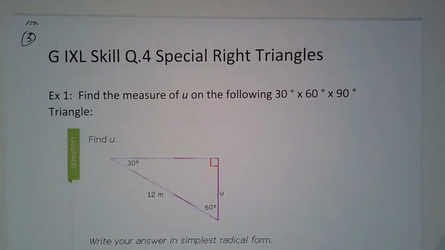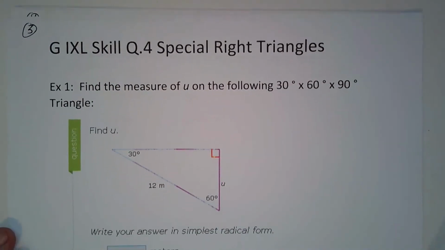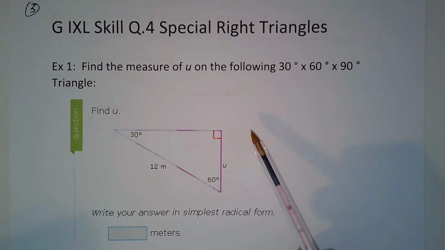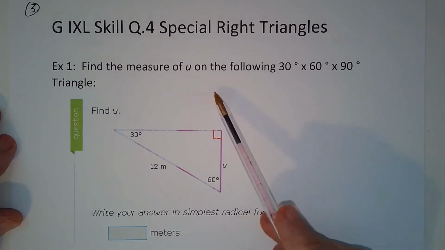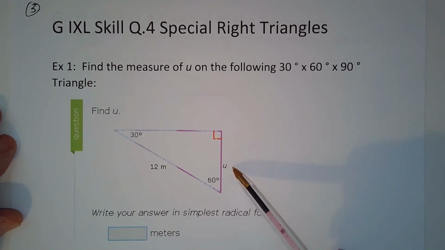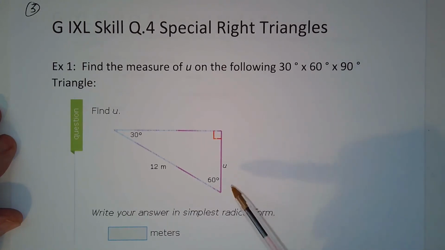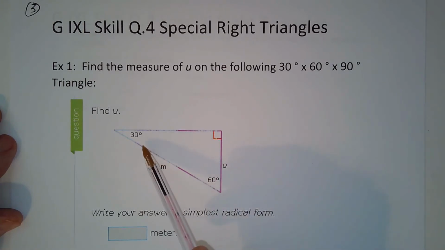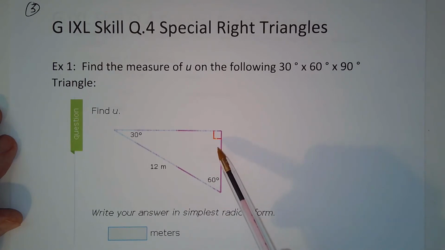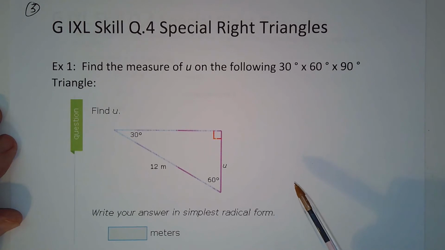So please follow through. All right, so here's an example now of a 30, 60, 90 degree triangle. And they want you to find the measure of U. So U is this short leg on the 30, 60, 90 degree triangle. And of course, I know it's 30, 60, 90 degrees because here's an angle that's 30 degrees, here's an angle that's 60 degrees, and of course whenever you see this little square in the corner, it's a 90-degree triangle.